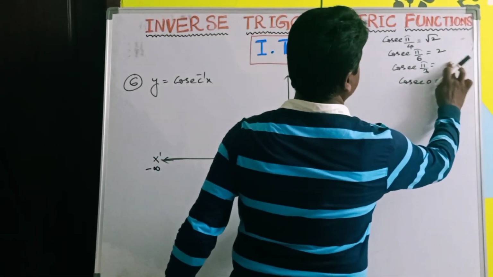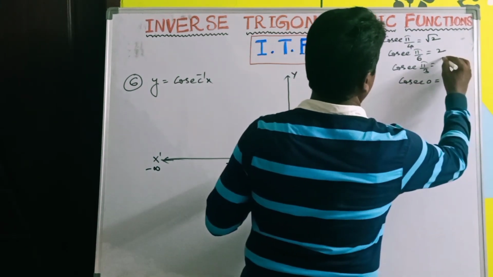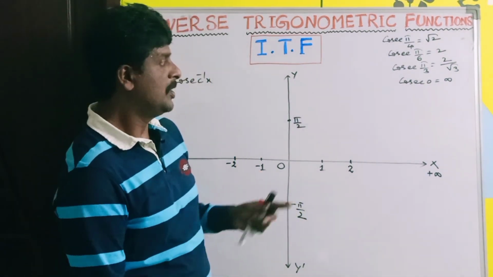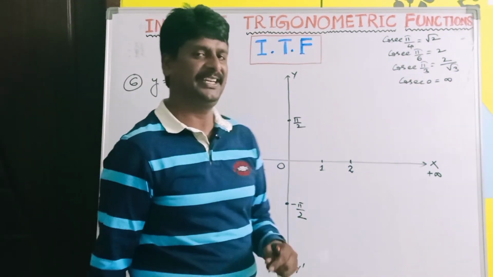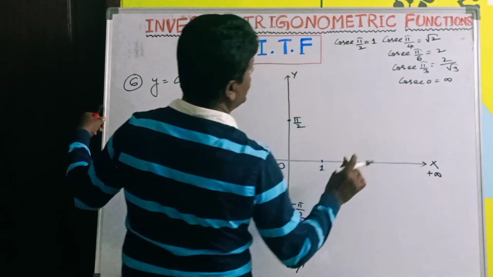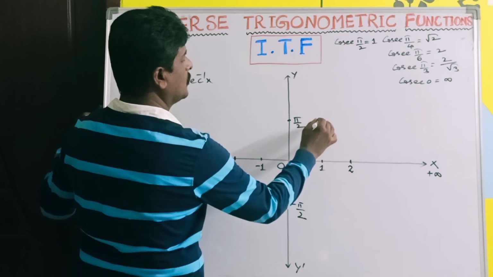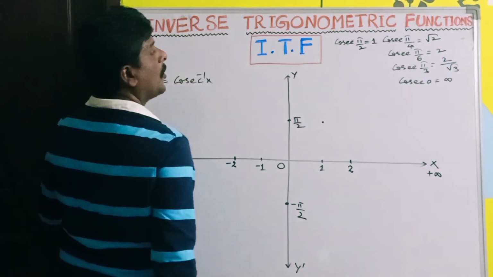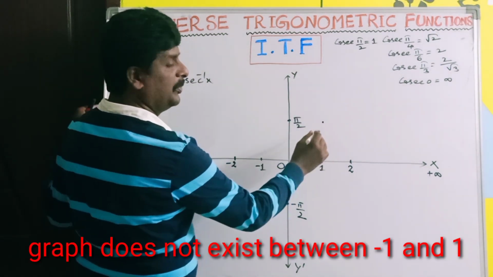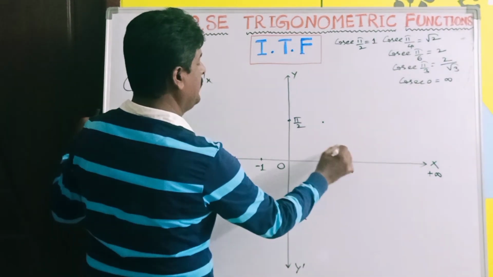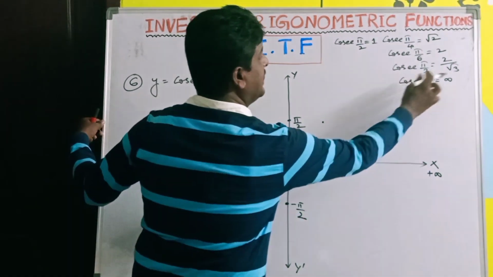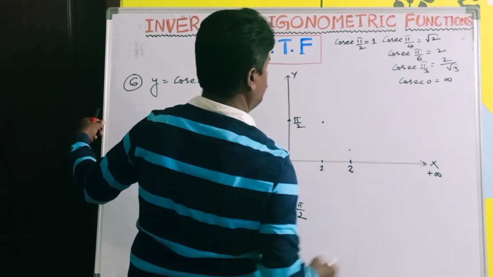Cosecant 60 degrees is 2 by root 3, because sin 60 degrees is root 3 by 2. Cosecant 0 is infinity. Let's see. Cosecant 90 degrees is 1. Cosecant inverse 1 is equal to 90 degrees. Cosecant pi by 6 is 2. Cosecant 30 degrees is 2. Cosecant inverse 2 will be 30 degrees, meaning somewhere here. Now cosecant inverse infinity will be 0.